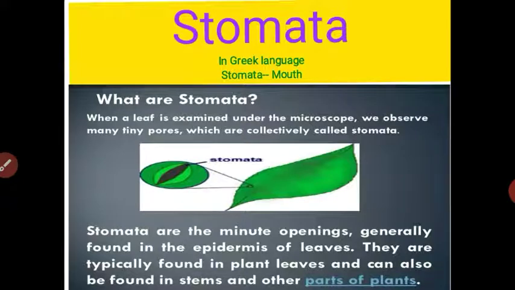we observe many tiny pores present on the surface of the leaf, and these tiny pores are called stomata. In singular it is called stoma, and collectively it is called stomata. Stomata are minute openings generally found in the epidermis of the leaves, and also in the stem branches. That means the green parts of the plant have stomata.